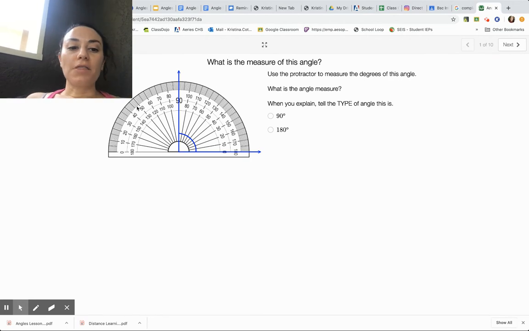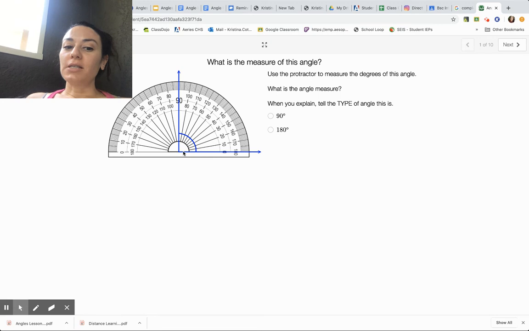This is called a protractor, and it says use the protractor to measure the degrees of this angle. I show you this because it looks like the corner of a box. It looks like an angle you're familiar with. Remember right triangles when we were doing the Pythagorean theorem? They form what kind of angle? What kind of angle do you think this is? It's a right angle, right?